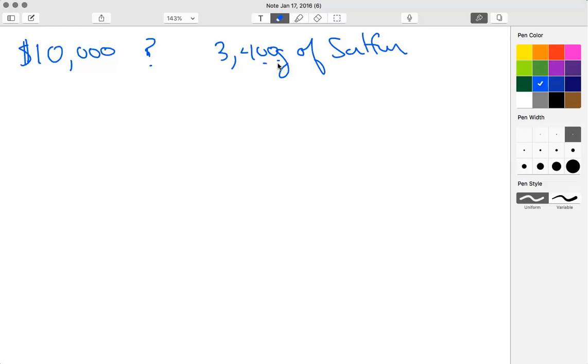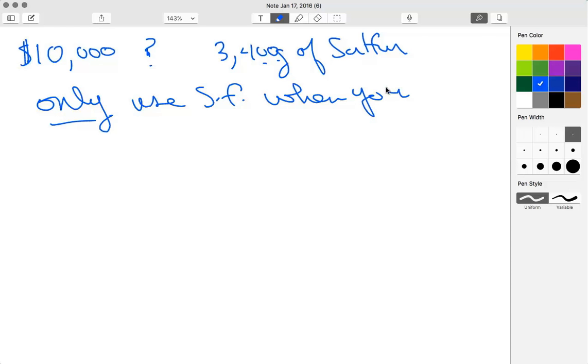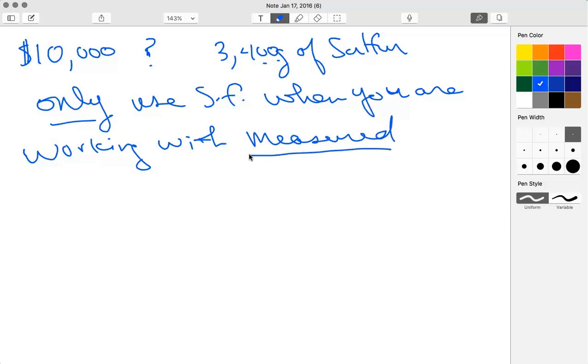Now note that you only use significant figures, and this will help bring this home a little bit, I think. You only use significant figures when you are reading or reporting or working with measured quantities. They have to have been something measured.